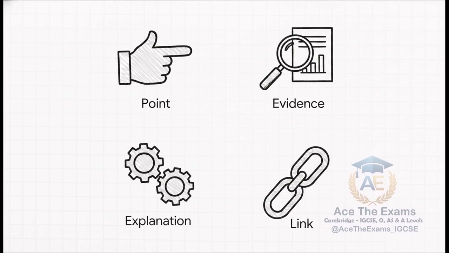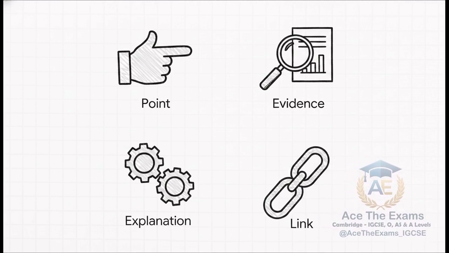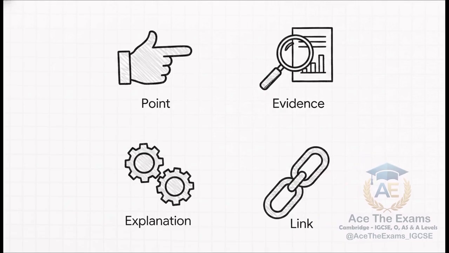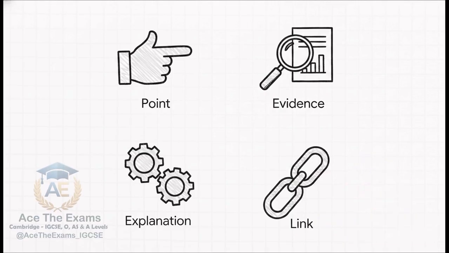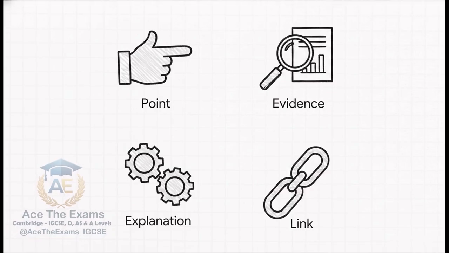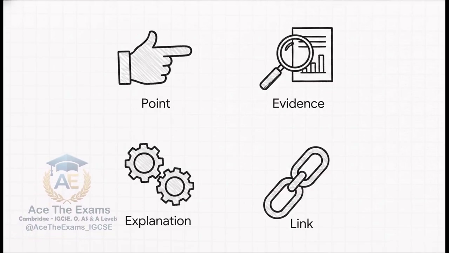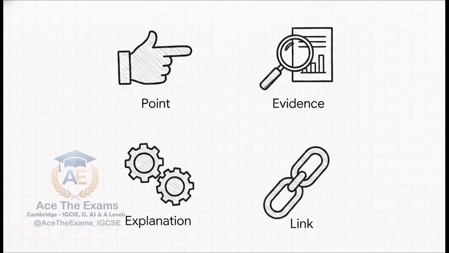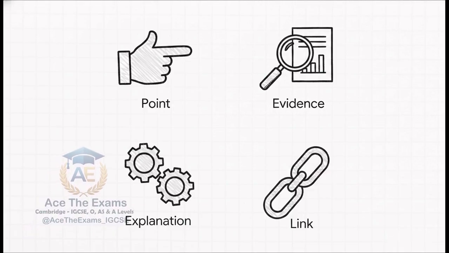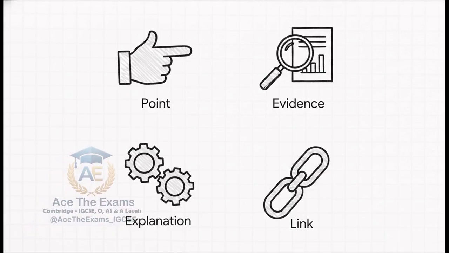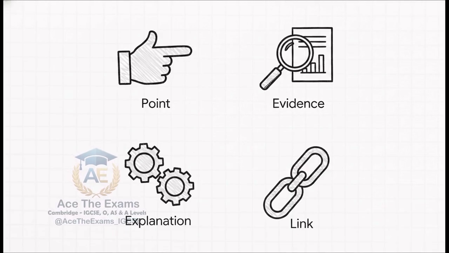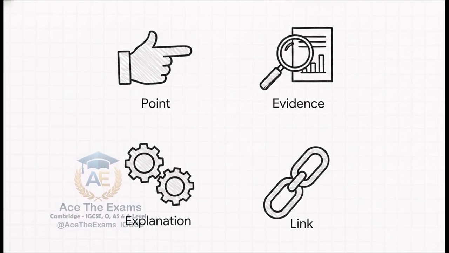To achieve this level of structured reasoning, I want to introduce you to a strategy we call the PEEL framework, but adapted specifically for Cambridge mathematics. PEEL, P-E-E-L. First, the point. You need to explicitly state which arithmetic progression formula you are using and exactly why you're using it. Second, evidence. This is where you substitute your extracted values, like your A for the first term and your D for the common difference, directly into that formula.